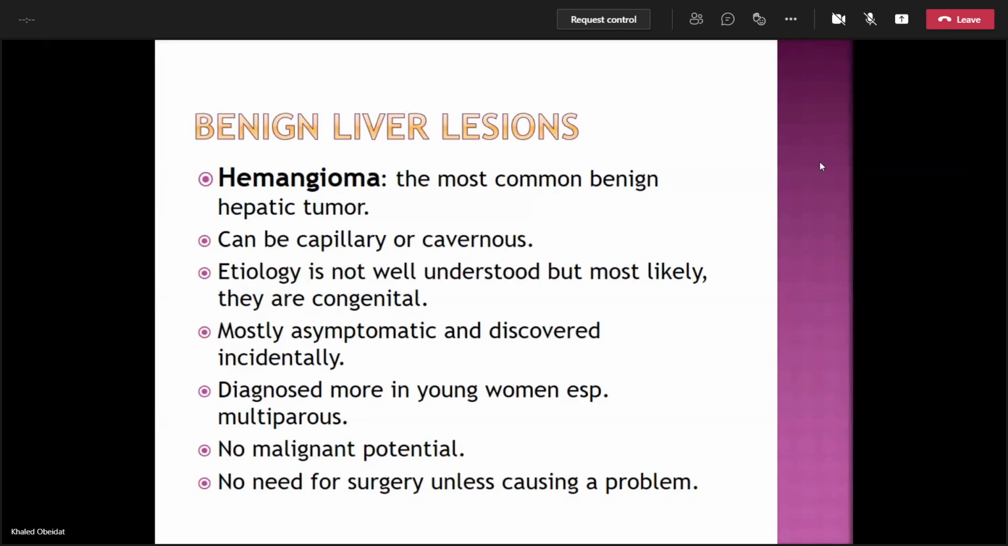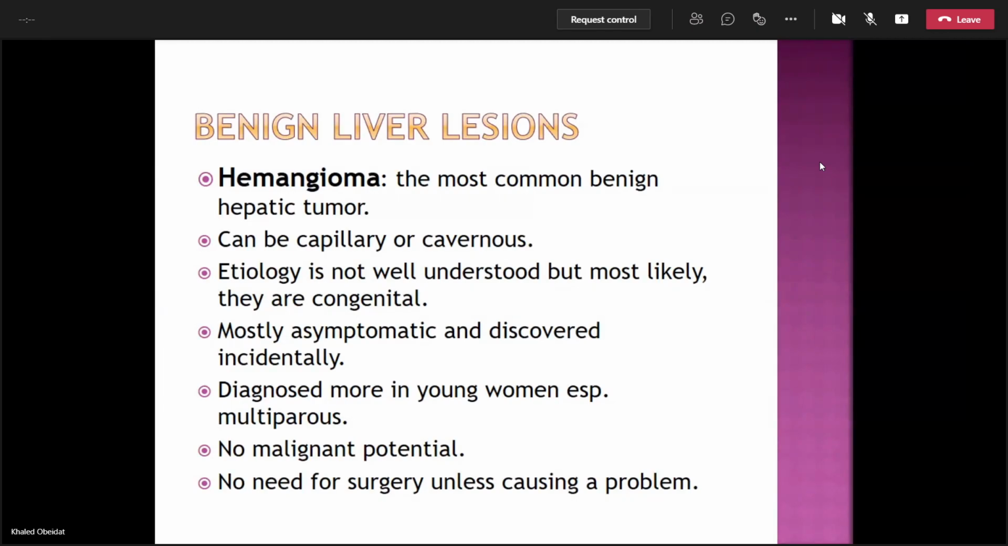We don't understand the exact etiology. We think mostly it is congenital, but there is a relation to hormones, and it is more common in young females, and it may be affected by estrogen. But here there is no malignant potential, so usually we don't perform surgery until it's causing a problem. Most of the time it's discovered incidentally when we do imaging for something else.